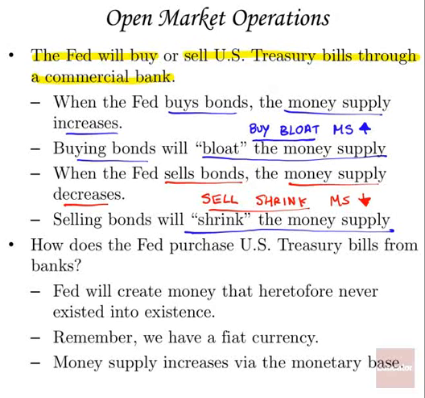Okay. Now, how does this actually happen in reality? So how does the Fed actually purchase U.S. Treasury bills from banks? Well, again, ultimately the Fed is going to create money that heretofore never existed, and put it into existence. So remember, we have a fiat currency, so the federal government can actually create money.